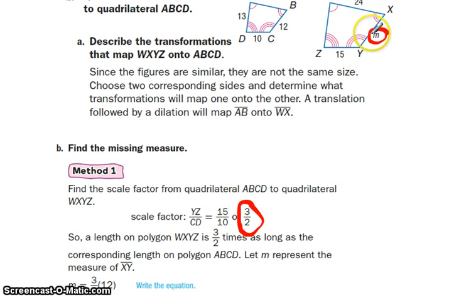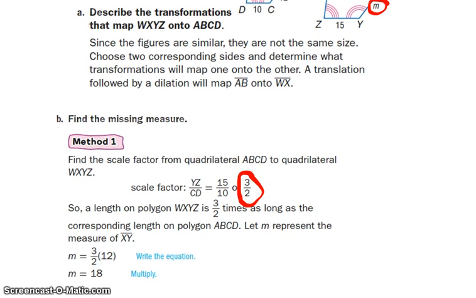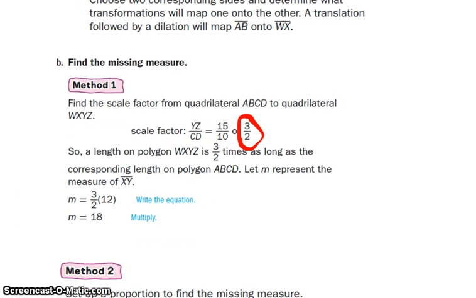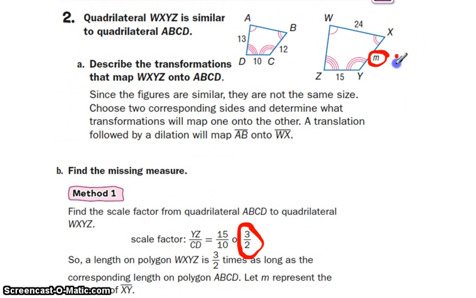So to find the missing side, which is M right here, do you see where we're trying to find this length right here, M? They're going to use the side that corresponds with M, which is 12. Okay? 12 and M correspond. However, we don't know what M is. So they're going to take this 3/2, your scale factor, and multiply it by 12. So 3/2 of 12 is 18. So what they're saying is this side right here is 18. And we got that by using the scale factor of 3/2.